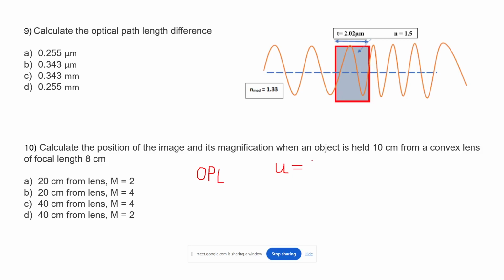So basically the object is held at 10 centimeter. That means the value of u is given as 10 centimeter for a convex lens. And the object is placed on the left hand side, so we can say that it is minus 10 centimeter. And the focal length f is given as 8 centimeter. The units are the same, so we don't need to worry.